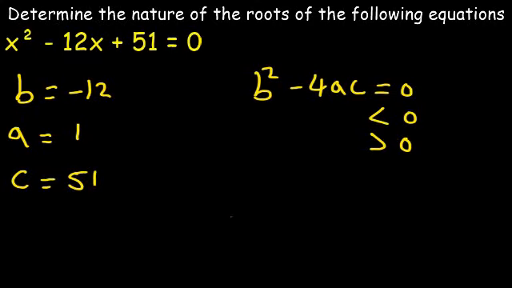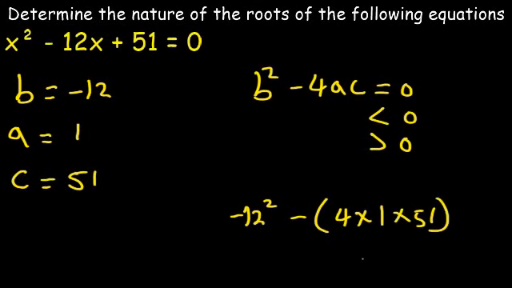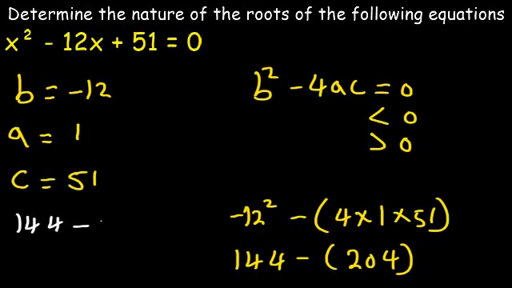Now, b squared means negative 12 squared, minus, let's put this within the parentheses, 4 times 1 times 51. At this point, I will actually need to use my calculator so as to have a correct and perfect result. So negative 12 squared will indeed be 144, then minus, in the parentheses, 4 times 1 times 51. That will result in 204. Perfect. So the next thing is that I would like to expand the parentheses, and in the end I should have 144 then minus 204.